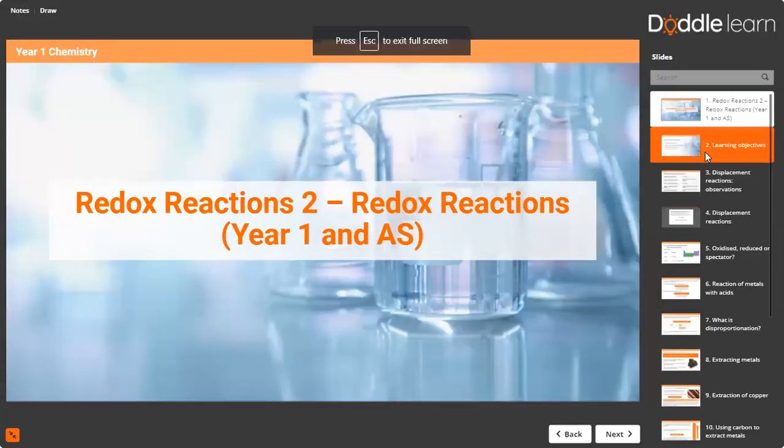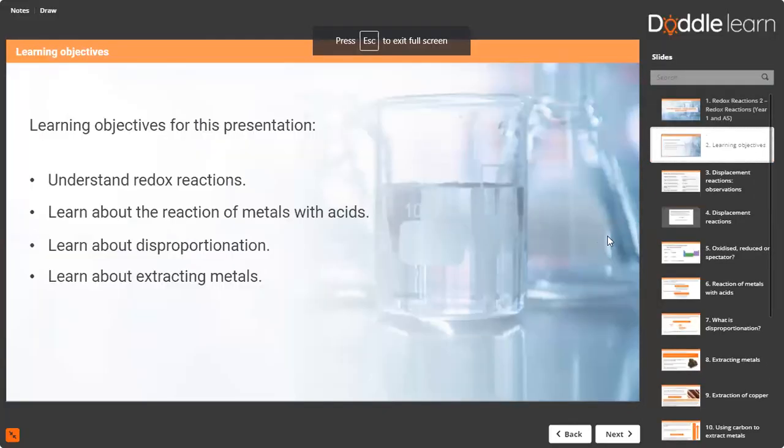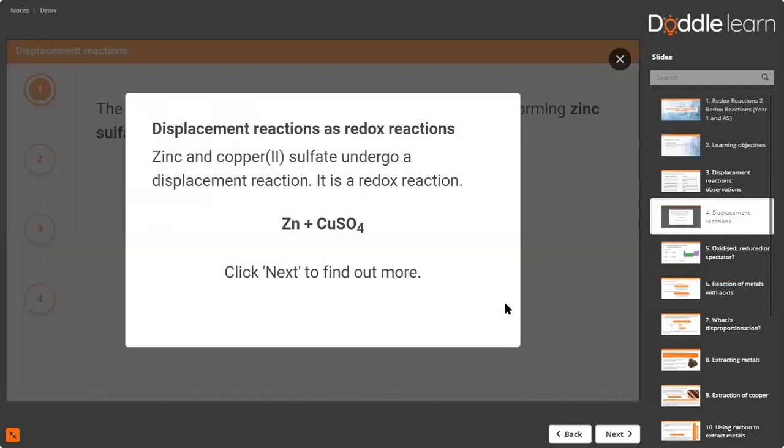So looking into redox reactions in more detail. We're going to understand redox reactions in more detail, learn about the reactions of metals with acids, learn about disproportionation, and learn about extracting metals. So we're going to have a look at displacement reactions.